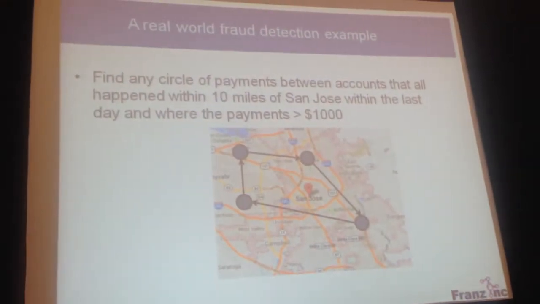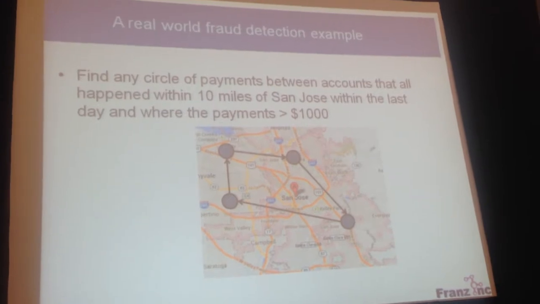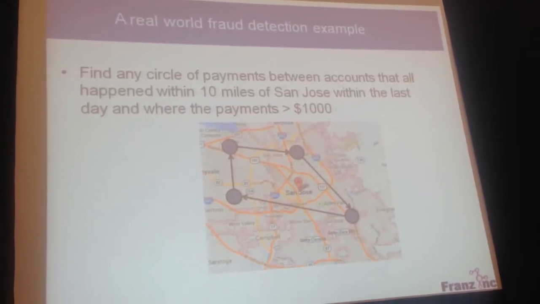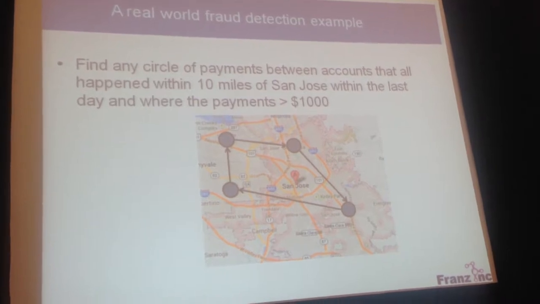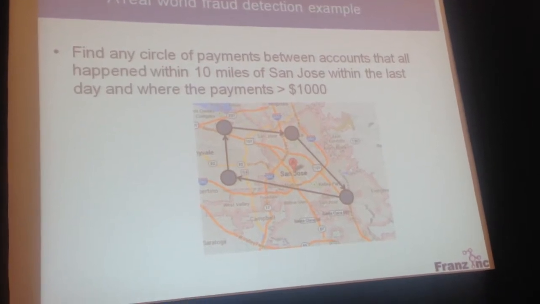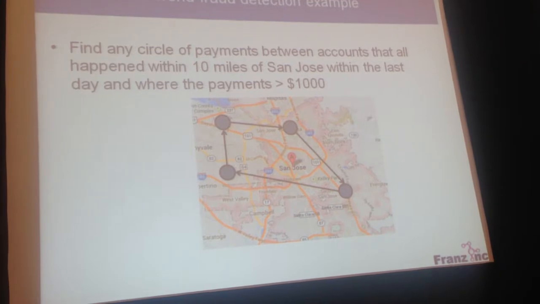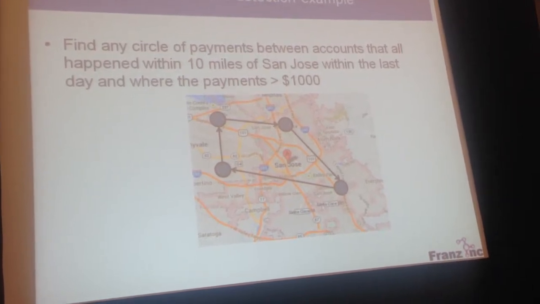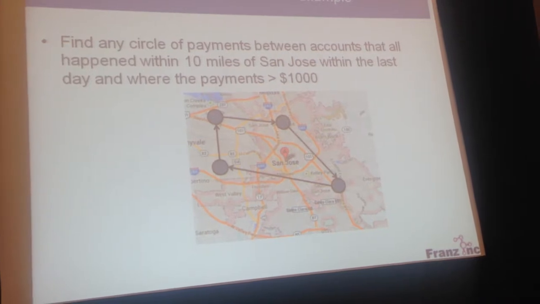We're doing a project for a big bank that saves the bank about $30 million a year in fraud detection, where we look at all kinds of interesting patterns that might indicate some kind of collusion or other fraud. One query could be: find a circle of payments, say within 10 miles of somewhere, within the last day, with payments of more than $1,000. So you mix geospatial, temporal, and all these other things.